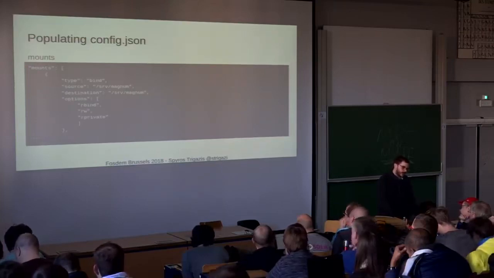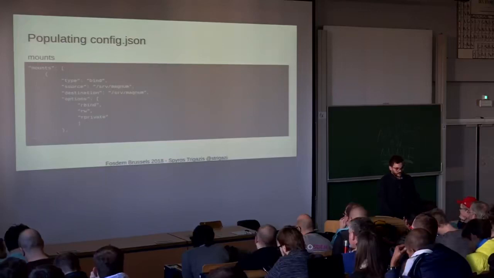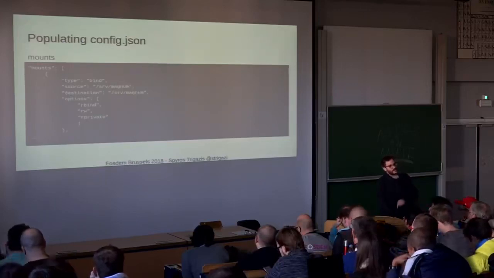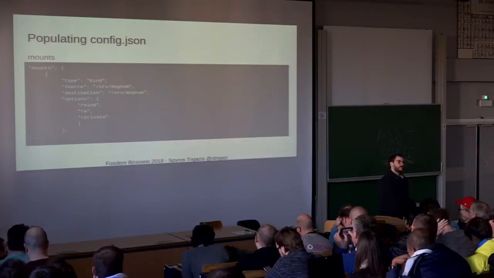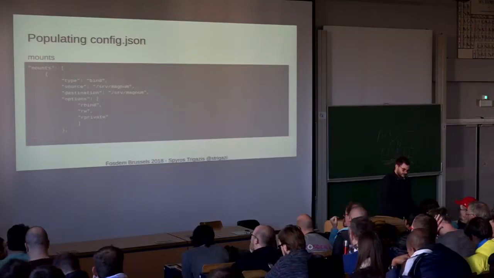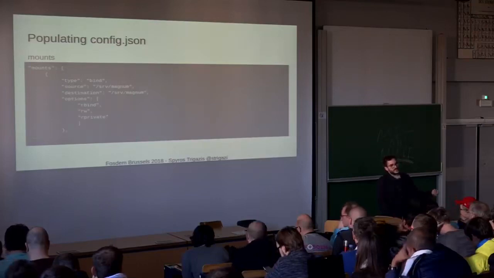So in this case, this mount is a bind mount. The container will have read-write access, and these are private. That means only my container will have access to that directory, and changes that I'm doing there are not propagated to the host. If they're going to be propagated, they are shared. And there is also the possibility to have slave, which means only the host can change, and then the changes are propagated to the container.